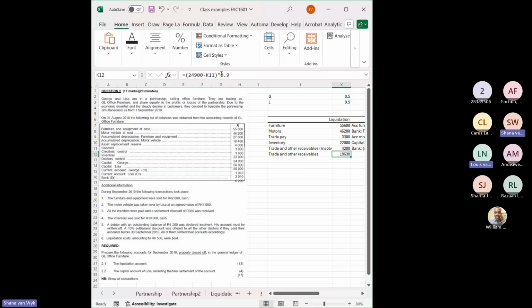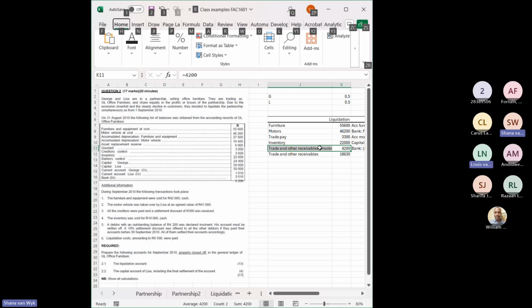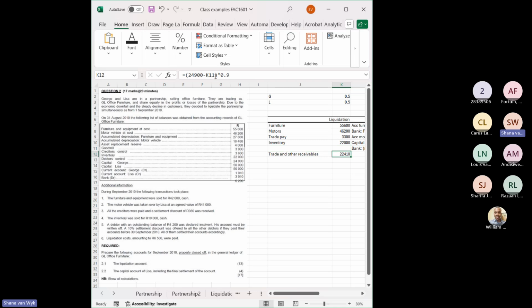And we have to take out that other 4,200, because you've already accounted for it in that line item. Yes, you are correct. I'm doing it double now. That's it. I'm sorry, I just need to fix this. 4,200. There we go. That's it.